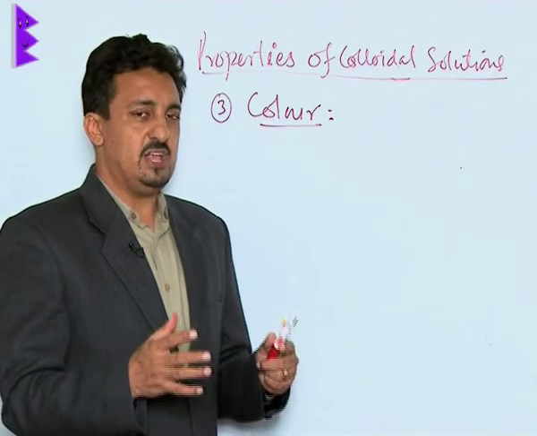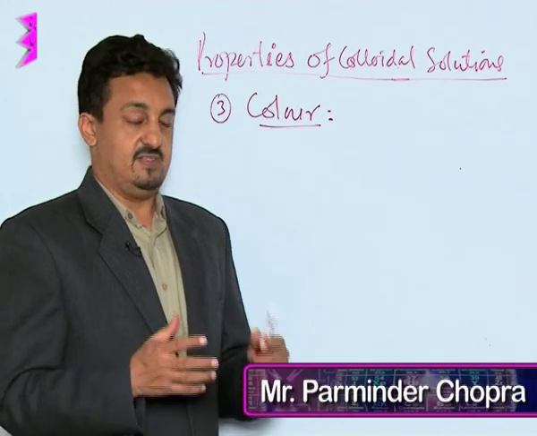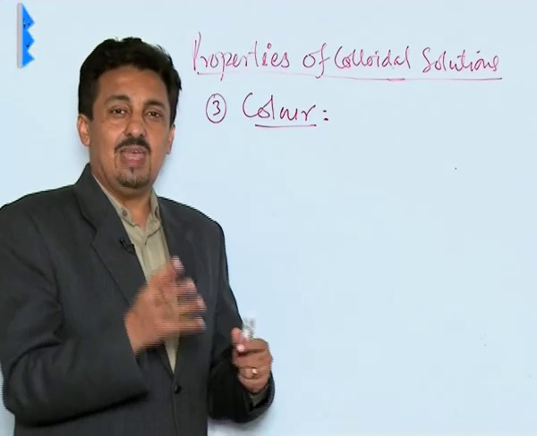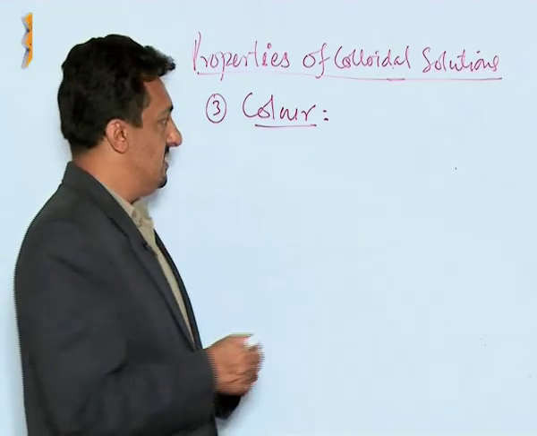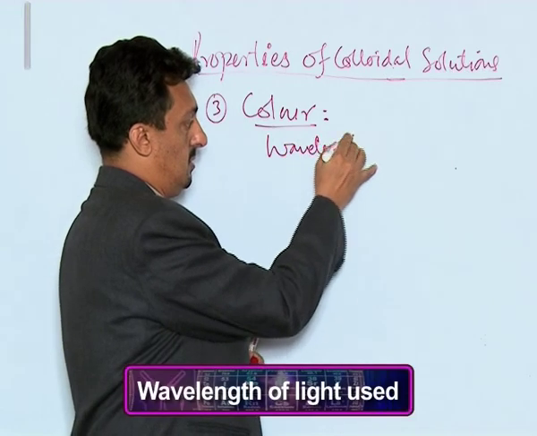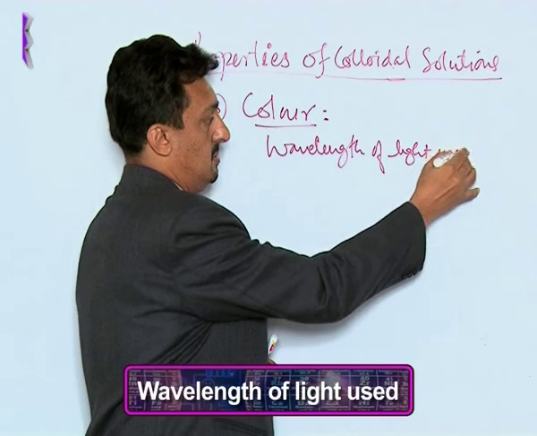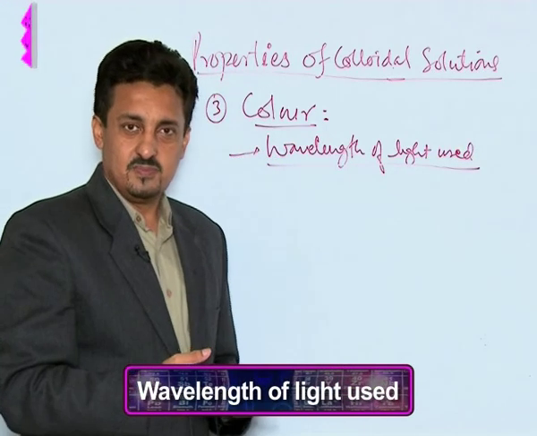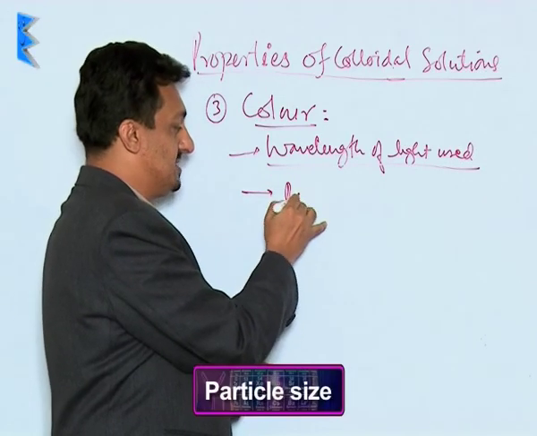The third property shown by the colloidal solutions is color. Yes, they show colors of very different types, and their color mainly depends on three factors. The first is the wavelength of light used. So that depends on the light which we are using to see them. The second is the particle size.